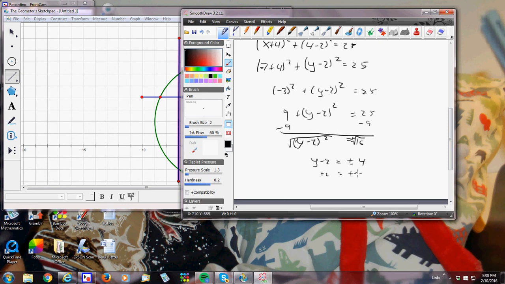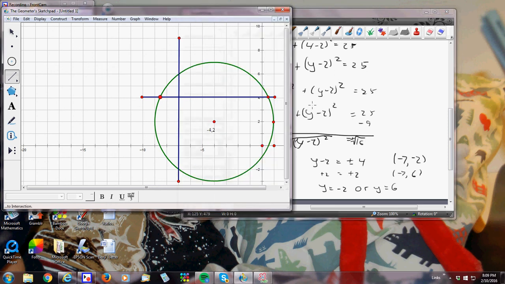Add 2. I'm going to get y equals 2 minus 4, which is negative 2, or y equals 2 plus 4, which is 6. So when I'm looking at x as negative 7, it's going to be negative 7, negative 2, or negative 7, positive 6. And let's take a quick look. Here's a negative 5. Negative 7 and 6, and negative 7 and negative 2.